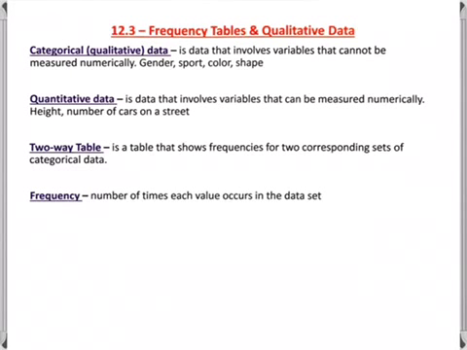A two-way table is a table that shows frequencies for two corresponding sets of categorical data. Frequency: the number of times each value occurs in a data set.